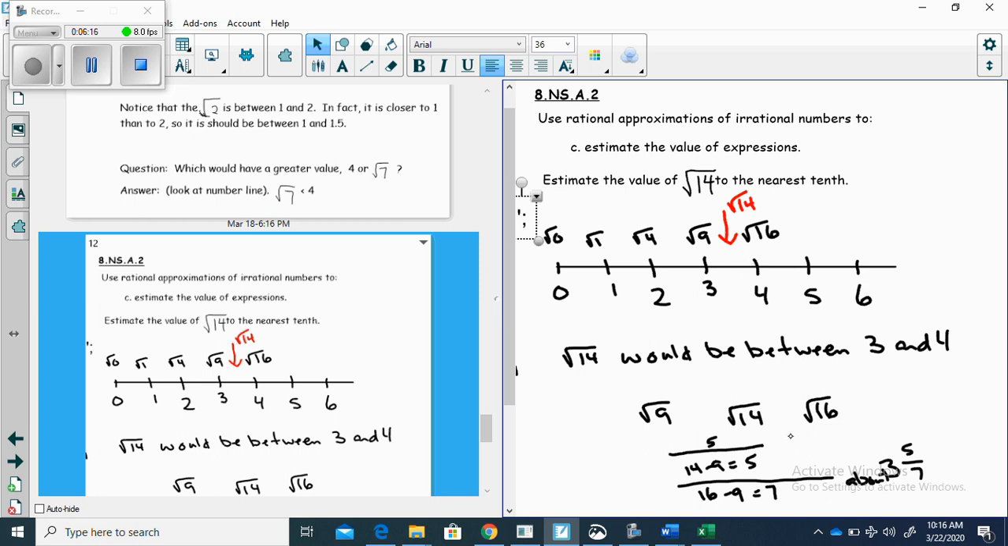Let's figure out how far it falls between the two. We can basically find a fraction here. We know it is 3 point something. Let's find what fraction it is by finding the distance between the square root of 9 and the square root of 14 over the whole distance between these two perfect squares. From 9 to 14 is 5. 14 minus 9 is 5. The whole distance of this range between these two perfect squares would be 16 minus 9, which is 7. We're talking about 3 and 5/7, 5 over 7. Okay?